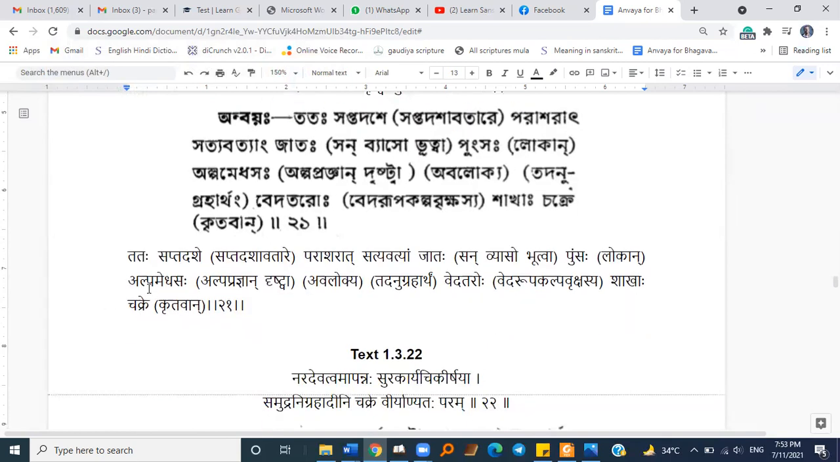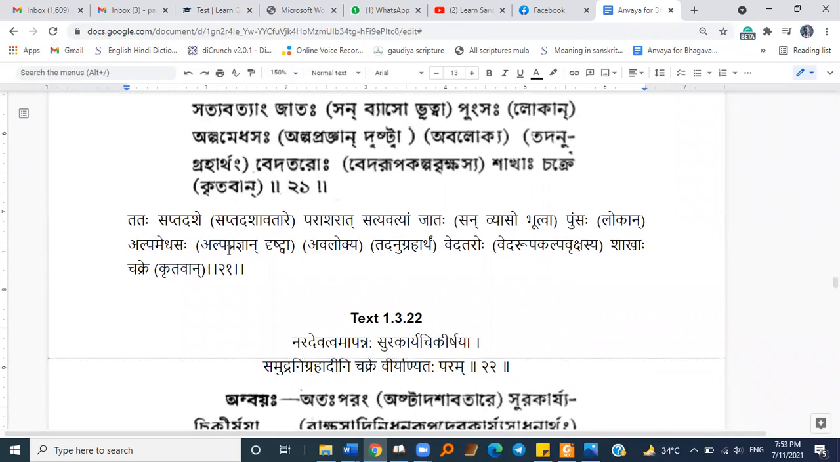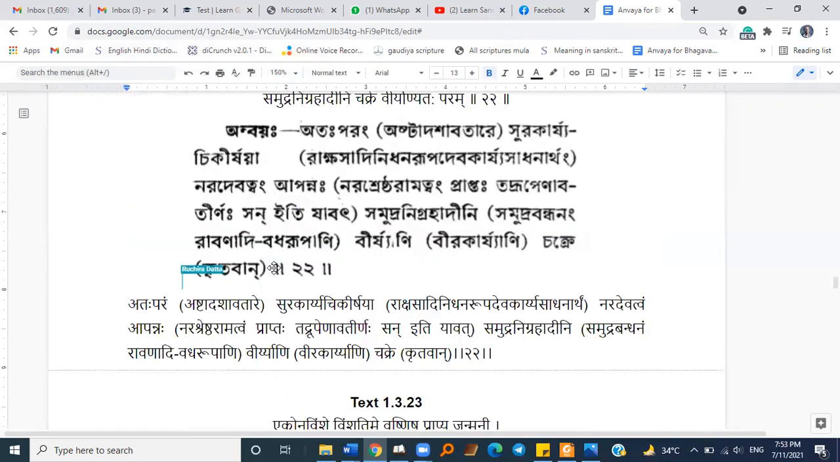Tataha Saptadashe, Saptadashavatare, Parasharat, Satyavatyam Jataha. San Vyasaha Bhutva, pumsah lokan alpamedhasah alpapragnyan drishtva avalokya tadanu grahartham veda taroho veda rupa kalpa.